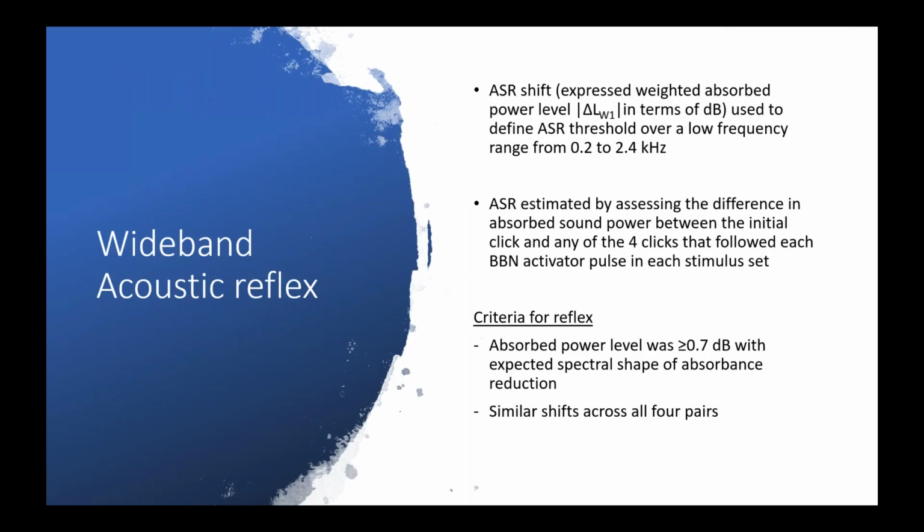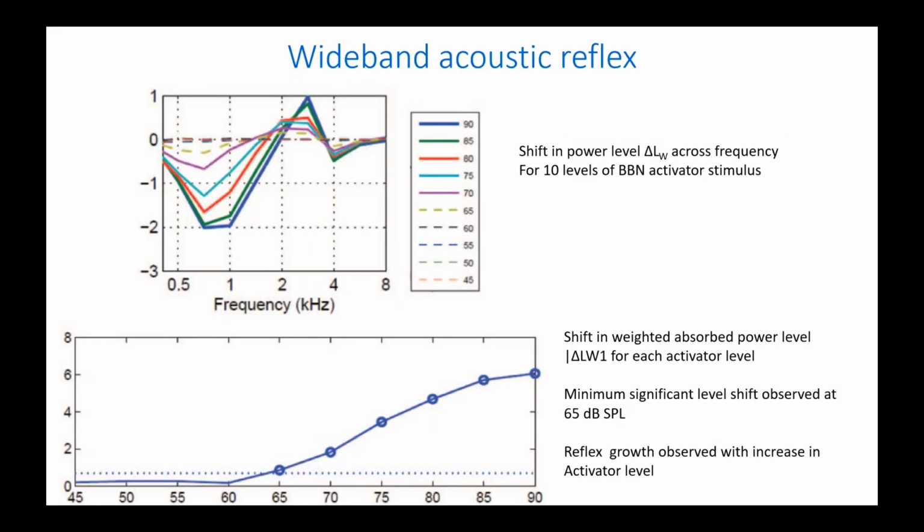For the wideband acoustic reflex, the shift in the absorbance is expressed in terms of absorbed power level, which is given in decibels. When they measure the difference in the absorbance, it's measured relative to the initial click where there was no activator present. The criterion for reflex is that a similar shift has to be seen across all the 4 pairs. If you see it in 2 of the pairs and not in the other 2 pairs, then it's not considered a reflex. It has to be consistently present across all the 4. The absorbed power level has to be greater than 0.7 dB, and you need to see the expected spectral shape, that is a drop in the absorbance compared to the regular absorbance. I'll just show an example of how the acoustic reflex would look.